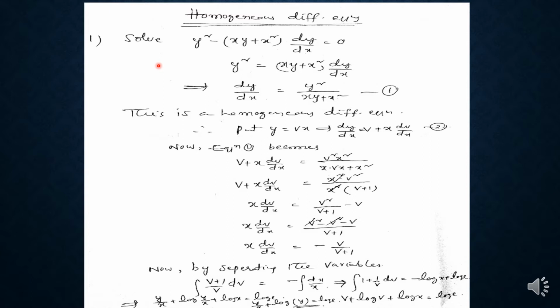Then you can substitute in the first equation dy by dx is equal to v plus x dv by dx and y is equal to vx. You will get a form which is convenient to separate the variables. So, by using the variable separable procedure, we can solve the given differential equation. So, that is the procedure to solve homogeneous differential equations. Now we'll discuss some more problems on these homogeneous differential equations.